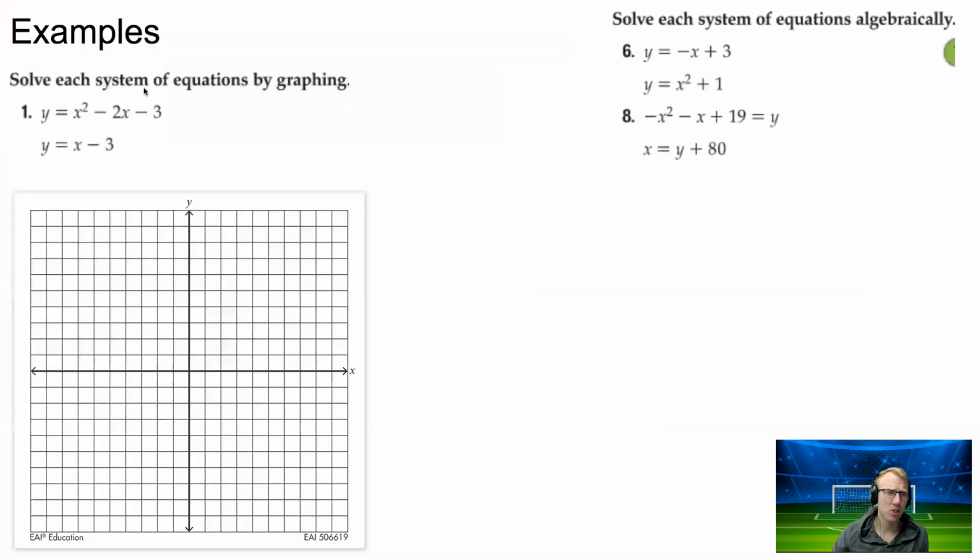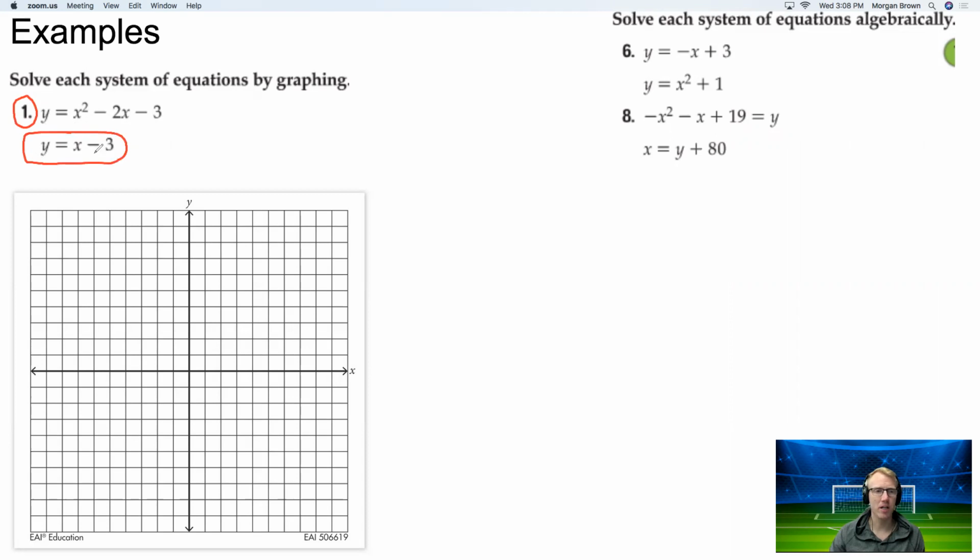All right, here we go. So the first example is to solve by graphing. I'm going to do this one kind of quick, but it's a nice review of graphing parabolas and straight lines. So let's graph the straight line first. y equals x minus 3. It's got a y-intercept of -3. So we're going to go down here to -3. We'll give it a nice label and a nice point.